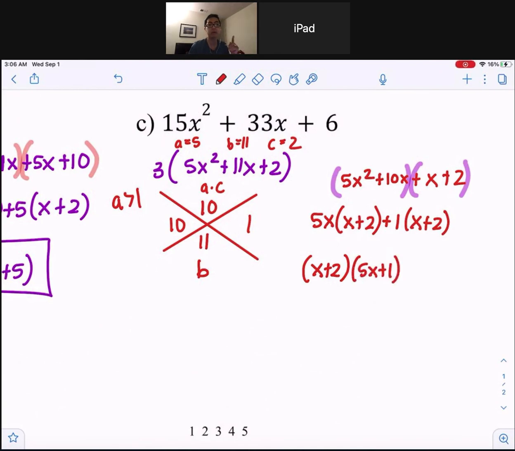Now, this is where I made the error up top. Remember the 3 we factored out in the very beginning? You have to remember to bring that over to also put in the front.